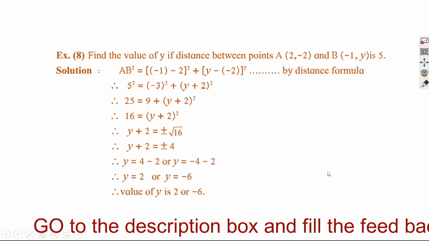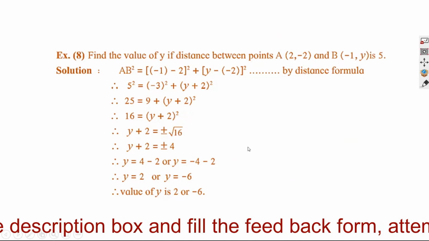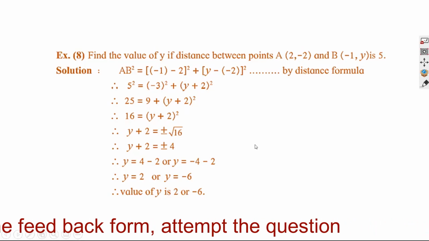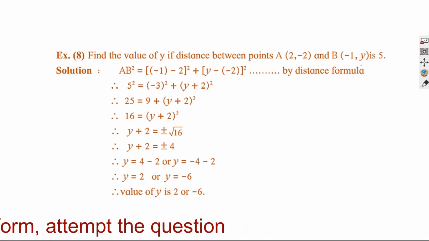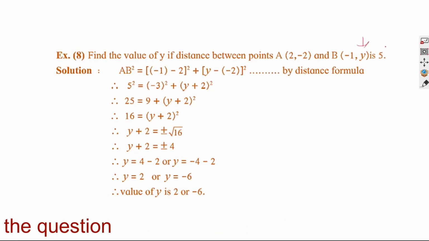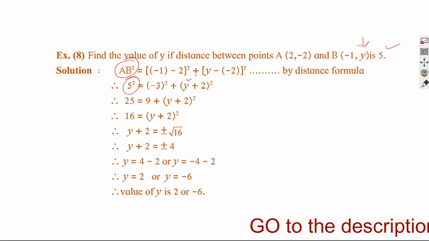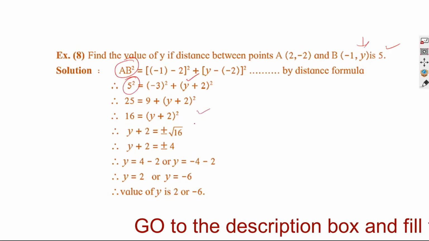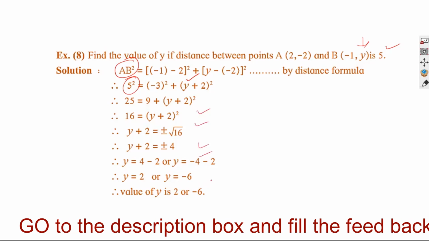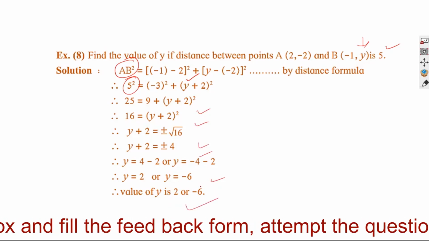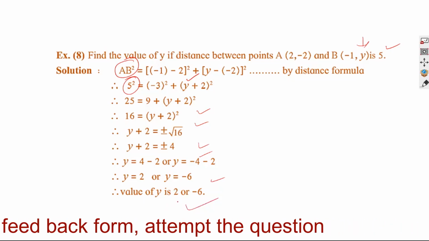Another situation is given here: the distance between points A and B, which are (2, minus 2) and (minus 1, y), where y is not given, is 5. Interestingly, here the distance is given, and only y is not given. Again, by putting it in the formula you will get y is equal to 2 or minus 6. So this is also a simple application of the distance formula in a different situation.